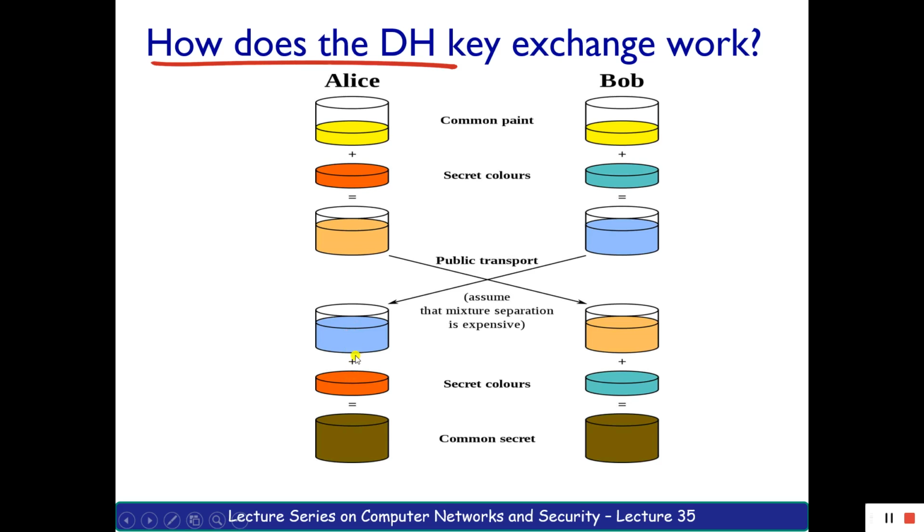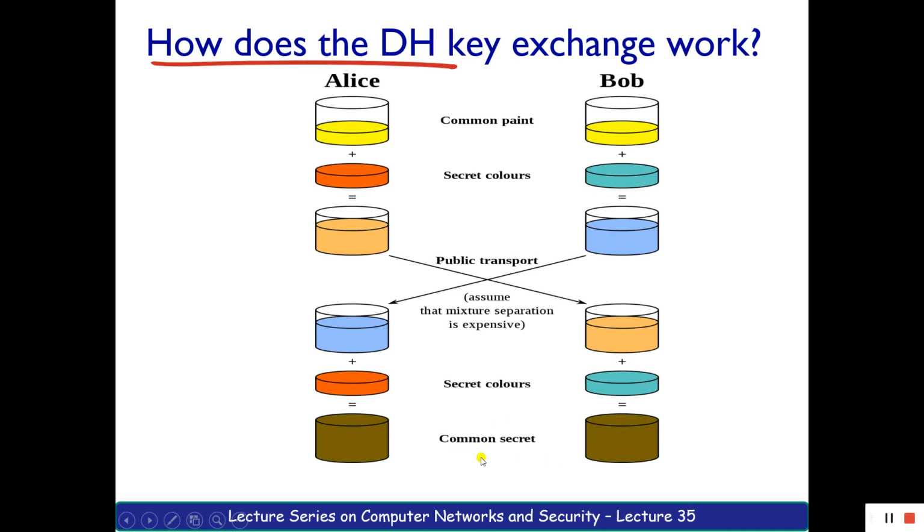Now Alice has orange. She will mix this orange with the sky blue color, and it will end up as a light green kind of color, probably a green kind of color. And when you look at Bob, Bob also has the light brown, which is a very near shade to orange, and he has a darker shade of blue. When he mixes, he will usually get almost a green kind of color.